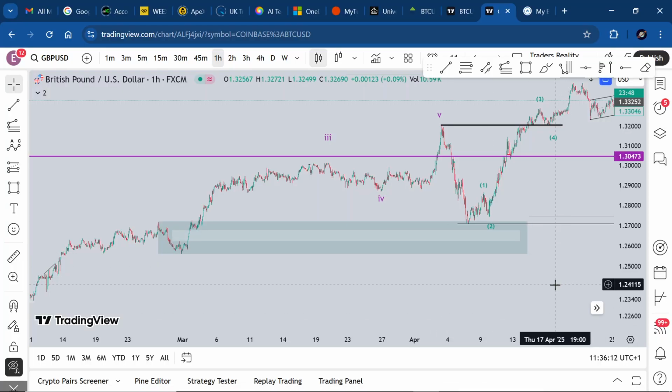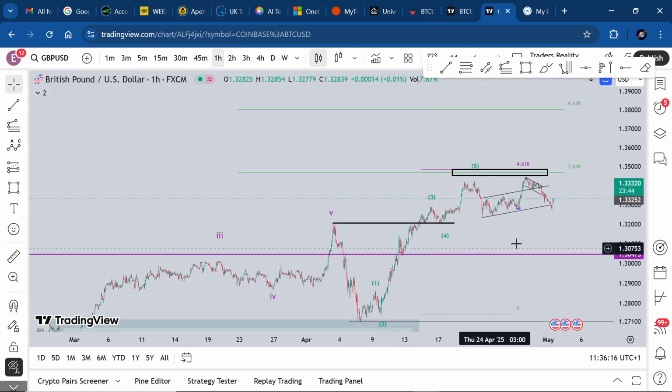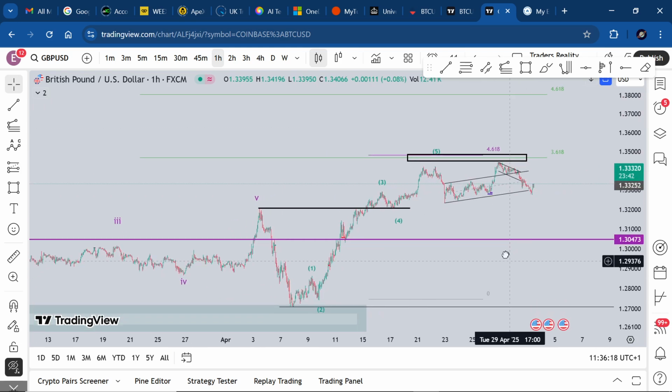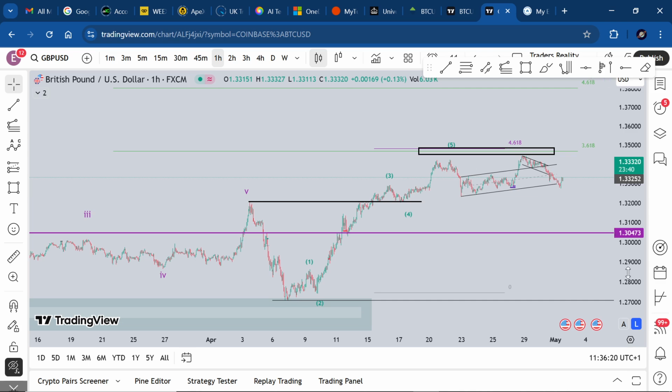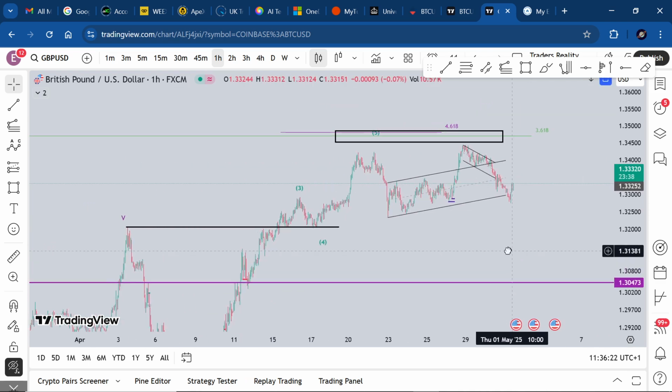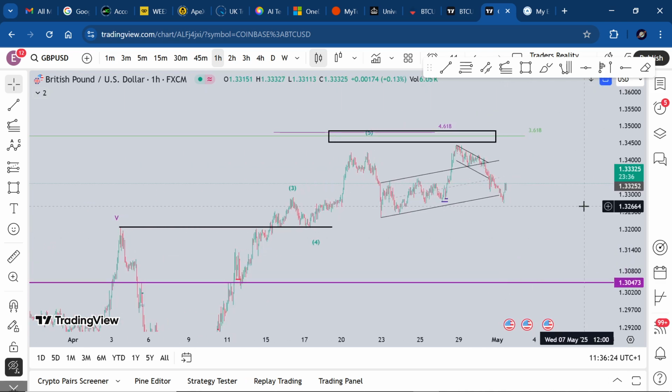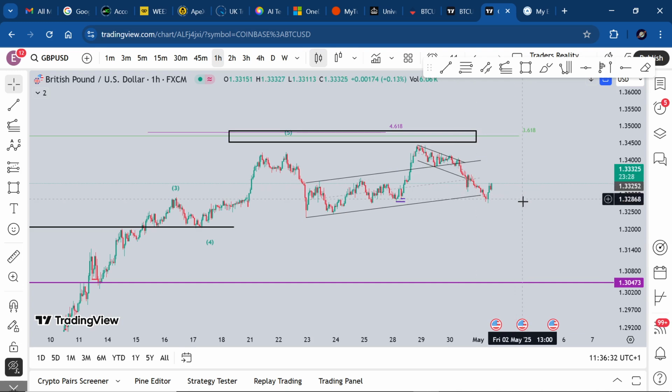We're going to do analysis on all the USD majors. Currently you've seen the counts on all the previous videos. You can see the count on the screen now. Currently we are on the bigger scale looking for a move down for a potential 2 or a B wave. Currently, for today, I'm looking for buys. I'm in buys, and let's explain why.